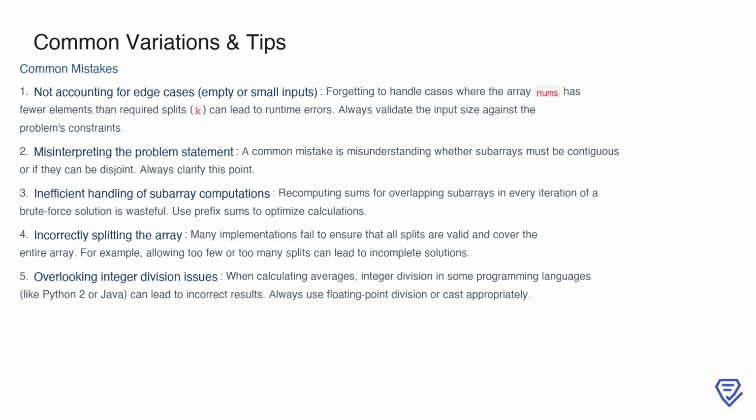Finally, watch out for integer division issues. In some programming languages, integer division can yield inaccurate averages. To avoid this, use floating point division or explicitly cast your values as needed.